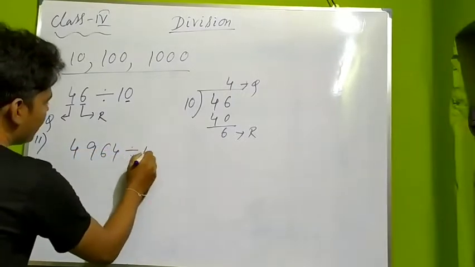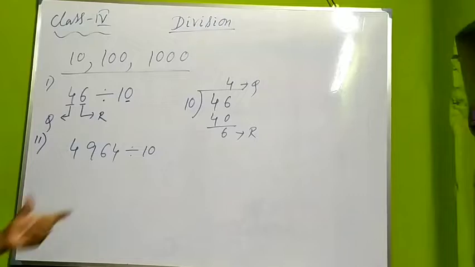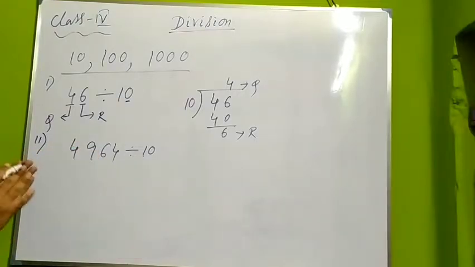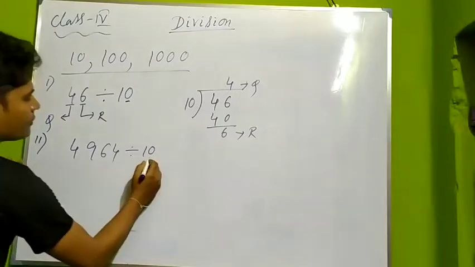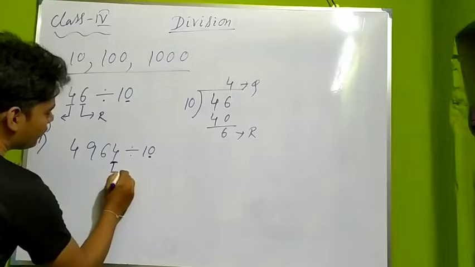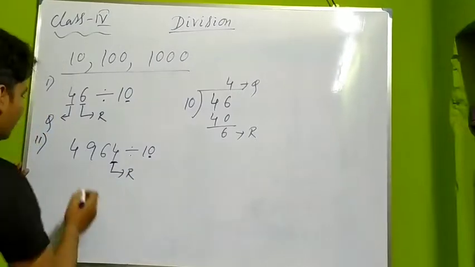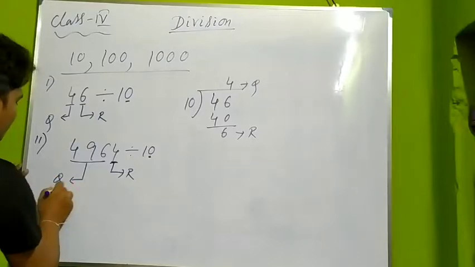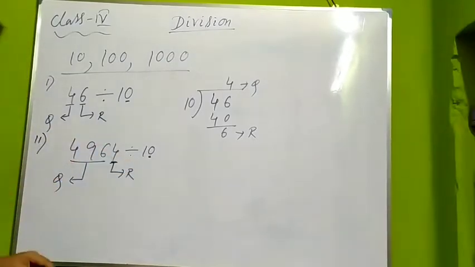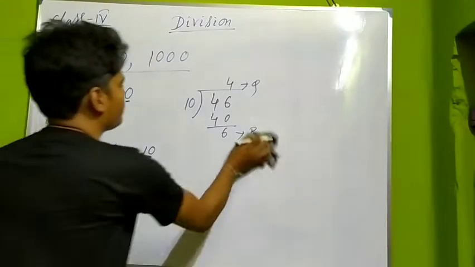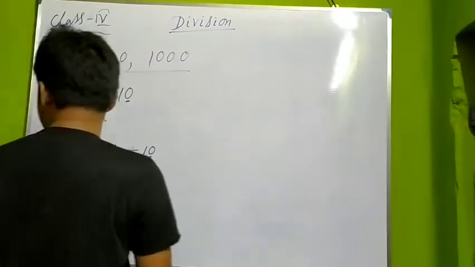4964 divided by 10. So here, 4 digits, 4964. Now how to apply this method? Here zero is 1, so you take from the right hand side this 4, which represents the remainder, and the rest, that means 496, will be the quotient. You just check this. That is a very simple method.